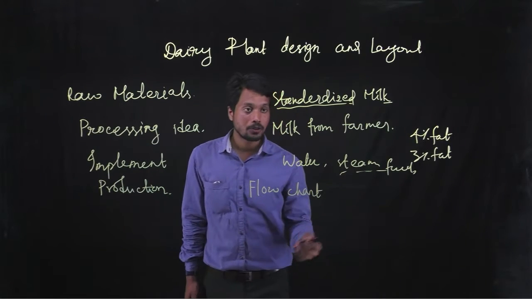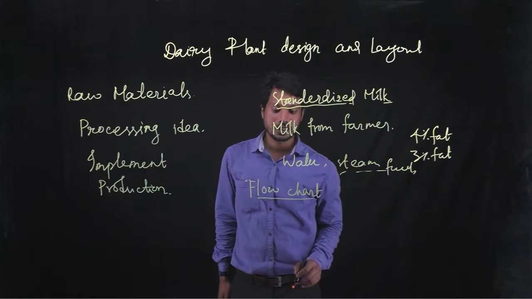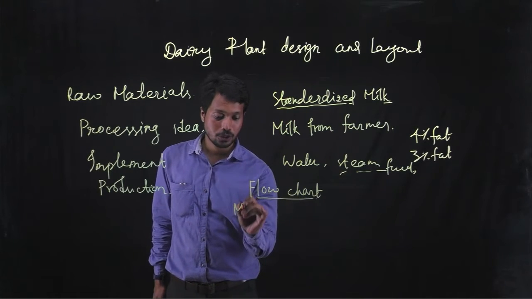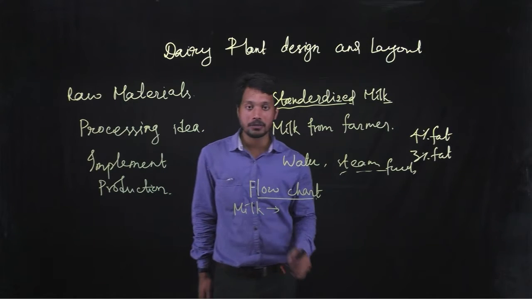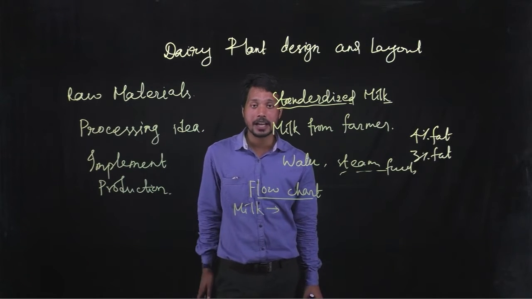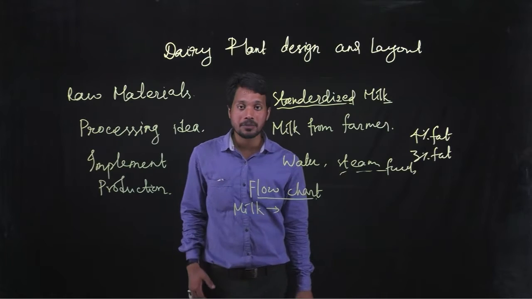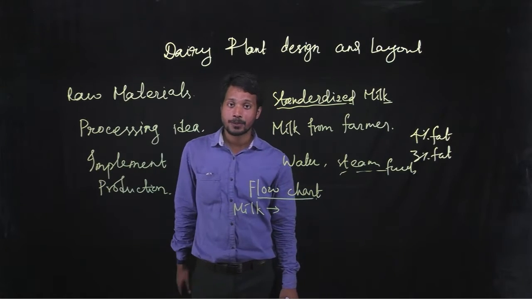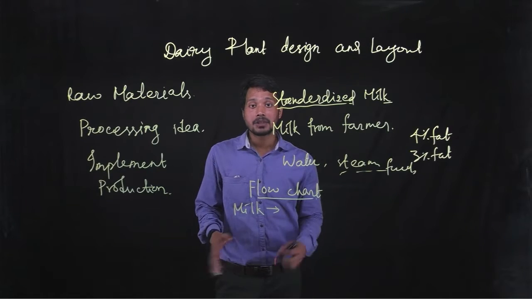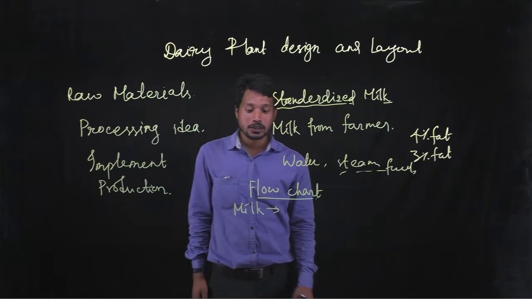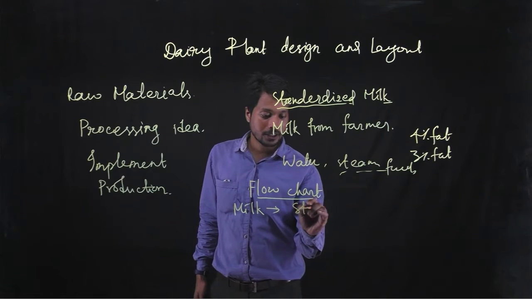Okay, so if you want to have this standardized milk, then how do you start? So first you procure milk. Okay, after procuring milk, you must store the milk for a certain time, because once you receive the milk, you are not going to start the processing right away, right? You store the milk in some place where the milk must not be spoiled. So milk must be stored in a storage tank.